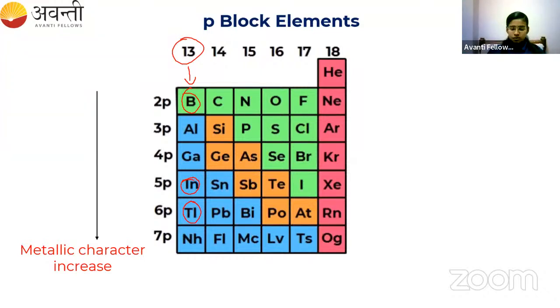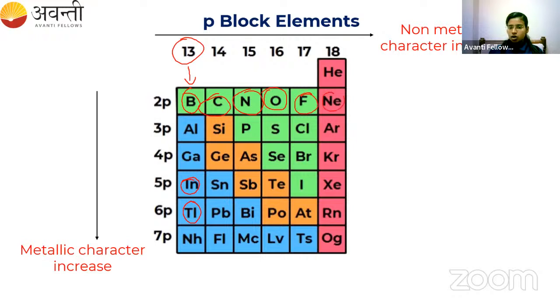So like this, the metallic character increases on moving down the group. Next, coming to the non-metallic character, it increases across the period. If I take boron, carbon, nitrogen, oxygen, fluorine, and neon, neon is having the more non-metallic character. Actually, they are gases. Got it. Now, if I compare group 16 and 17, fluorine will be more non-metallic in nature compared to oxygen.